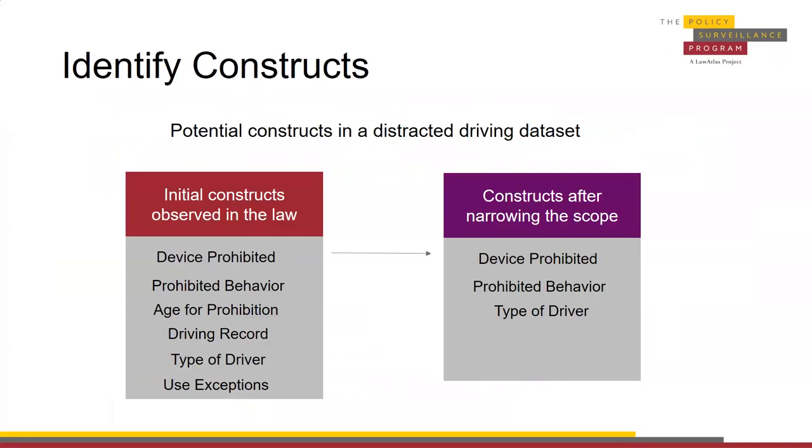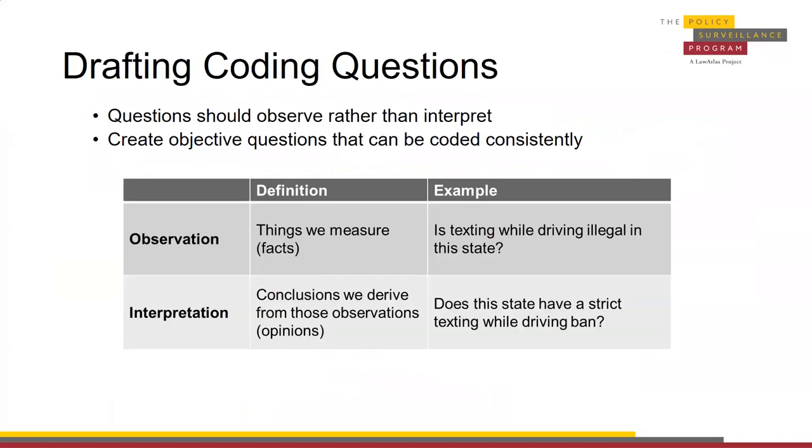So let's talk about drafting coding questions. Once you've identified your constructs, you develop questions from those variables. Questions and particular answers may have been added throughout the process to account for unforeseen constructs and answer choices. That's in reference to the fact that this is an iterative process. As you go through your actual collecting and coding of the law later on, you might have to add answer choices, might end up adding questions. That is okay, and that will happen. The five-state memorandum, the policy memorandum, will help you develop your responses to the questions.